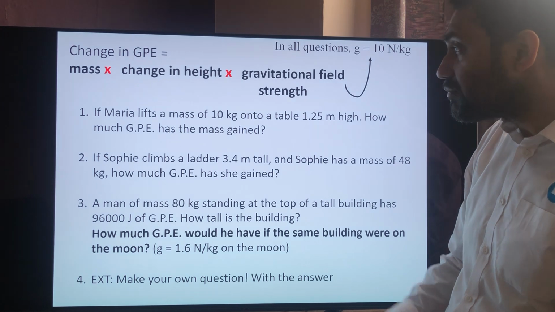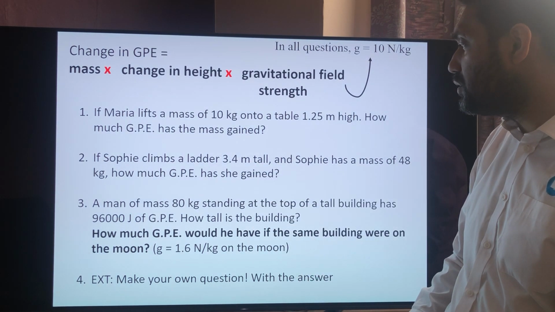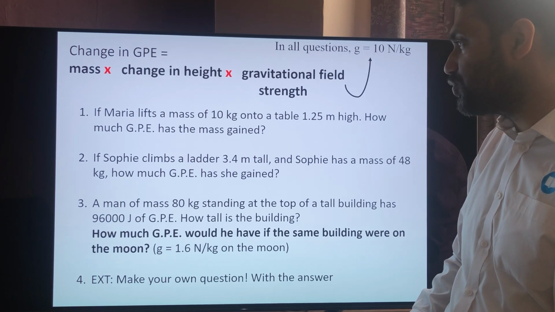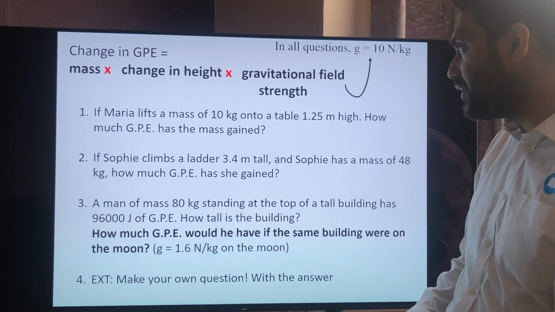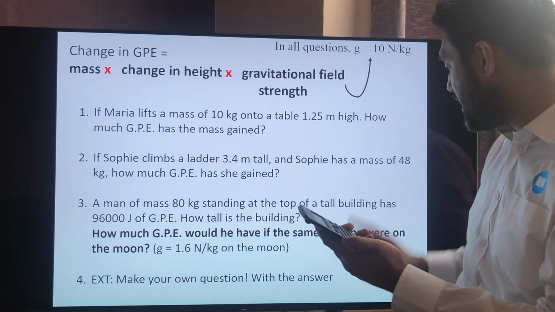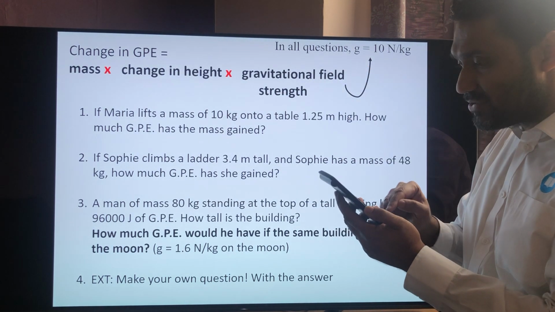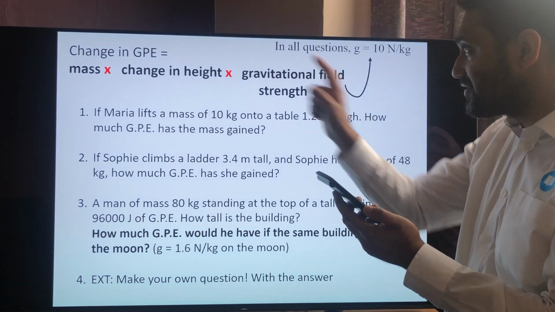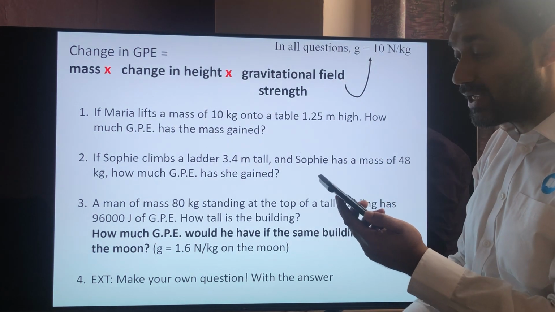Question 2: if Sophie climbs a ladder of 3.4 meters tall and Sophie has a mass of 48 kilograms, how much GPE has she gained? Well, that's a straightforward one. Again, the mass is 48. Her gravitational field strength is 10, so we'll times it by 10, because that's her weight. She actually weighs 480 newtons because her mass is 48 kilograms.